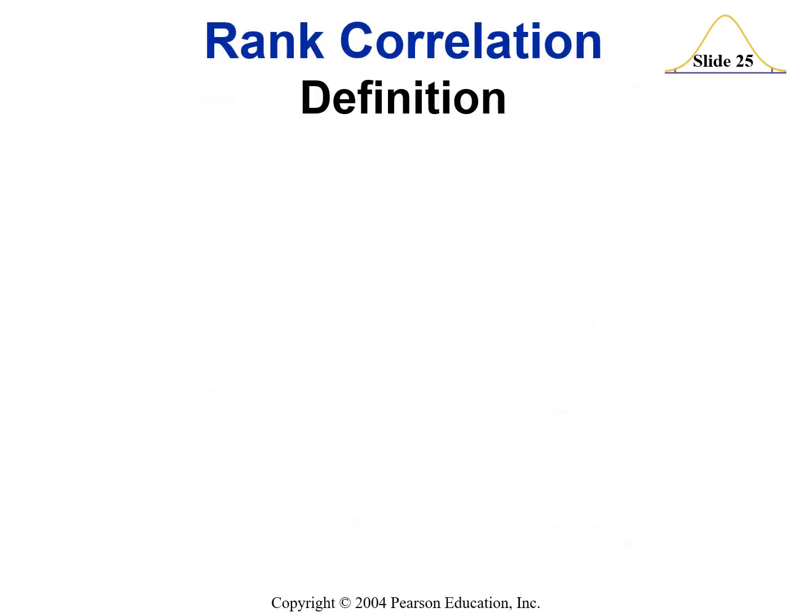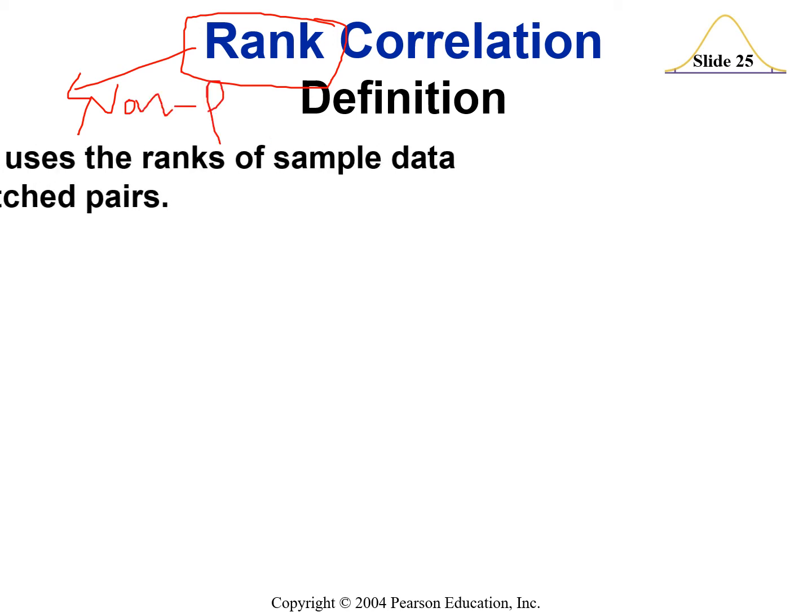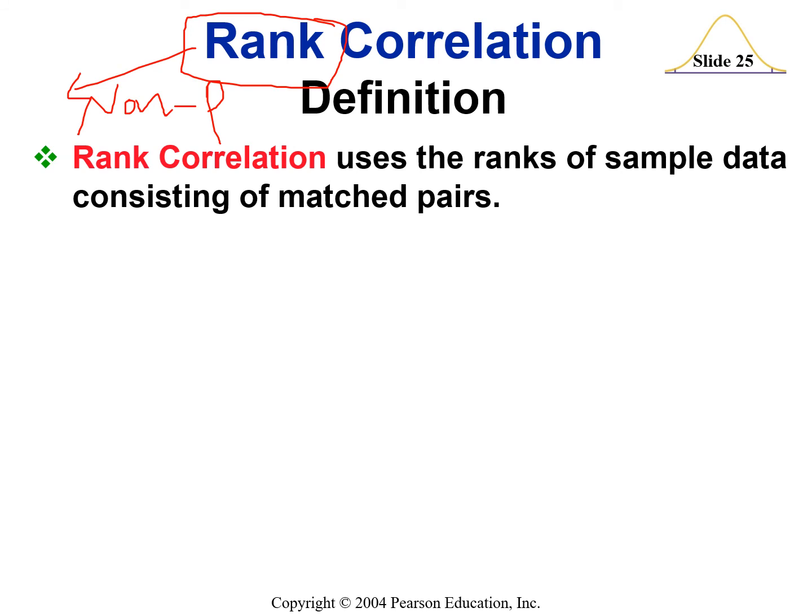Now, let us move to the second part of this lecture, which is about rank correlation. From the name, rank correlation is the corresponding non-parametric measure of correlation. Rank correlation uses ranks of sample data consisting of matched pairs. So in rank correlation, we use ranks instead of the crude values in computing the correlation.